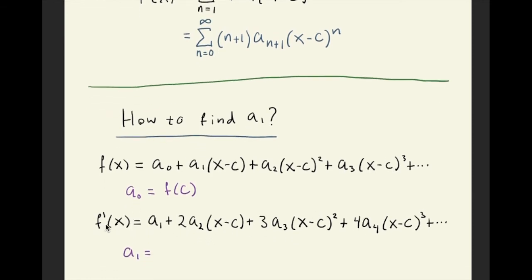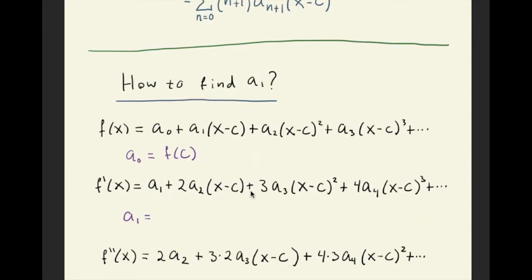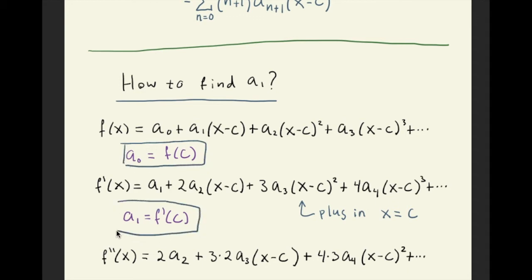Now, what we can do is plug x equals c into the derivative. If we plug in x equals c into this equation, on the right side all of these terms become 0. We're just left with a1. And on the left side, you have f prime of c. And so we find that a1 is equal to f prime of c. So we figured out a0, we figured out a1. What about a2?